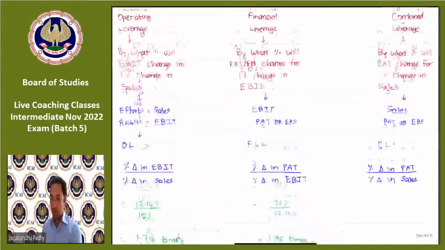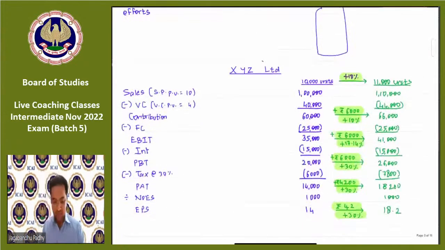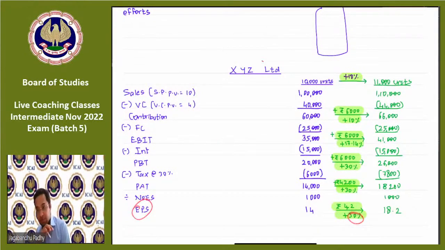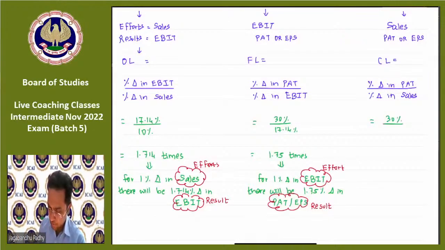Okay. Coming to the next leverage, which is the combined leverage. Combined leverage means by what percentage will the PAT change for 1% change in sales. So now we are connecting the sales with the EPS level or the PAT level. You see, change in sales was 10%, resultant change in EPS was 30%. So you put 1% extra effort, you get 3% result in the form of combined result on the entity. So in this formula, change in PAT is 30% upon change in sales is 10%. That is actually 3 times.